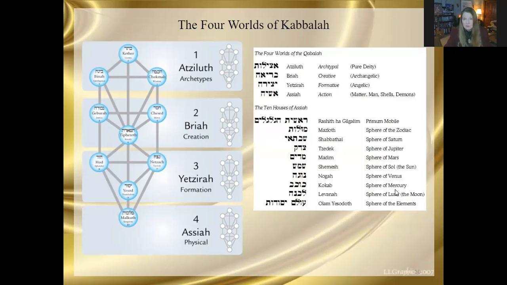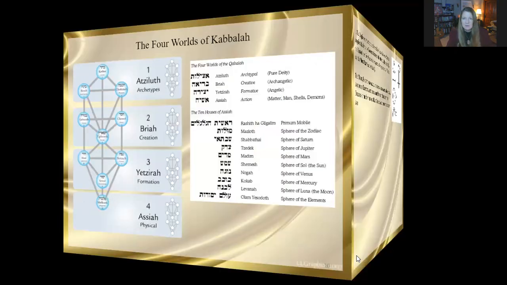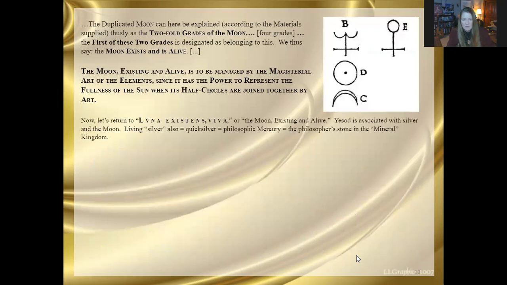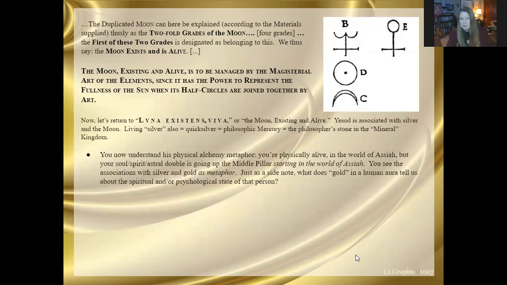But knowing that you're in the world of Asiah is maybe more of an impetus to study the names in Hebrew, since this is a Hebraic structure, obviously, of the 10 houses of Asiah, the 10 spheres, the 10 Sephiroth of that lower tree. A few more things about lunar existence and the physical alchemy metaphor going on there.